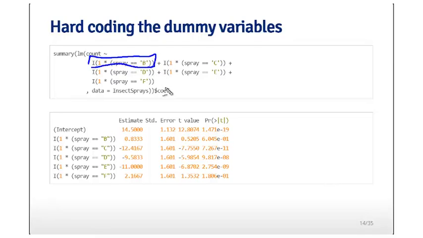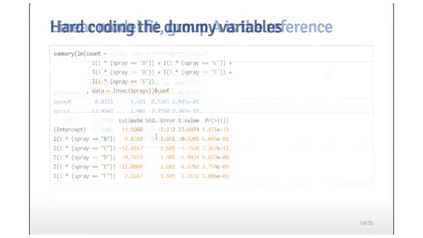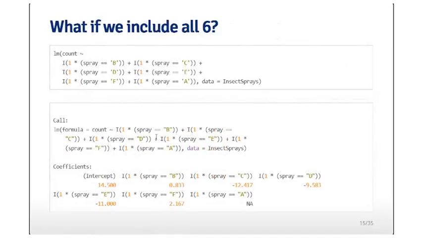Okay, and so this just hard codes all the 0, 1 variables. You could actually just put them in the data frame, but I'm doing them in the model statement here. And you can see you get the same numbers as before. 0.833, negative 12, negative 9, negative 11, there they are again. You can see they're the same. Okay. What happens if we include all 6? Okay, what does it do?